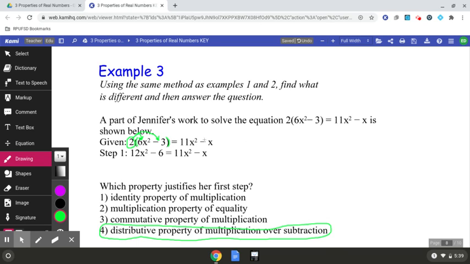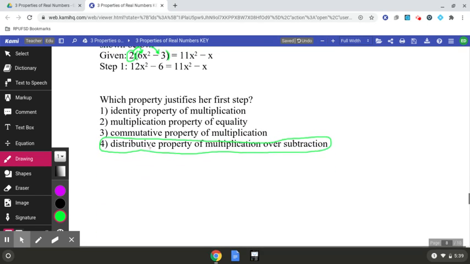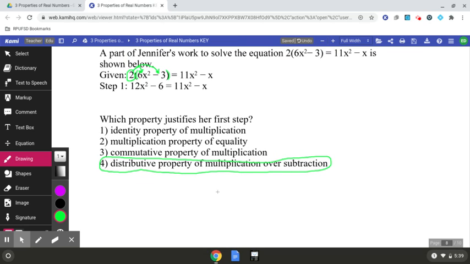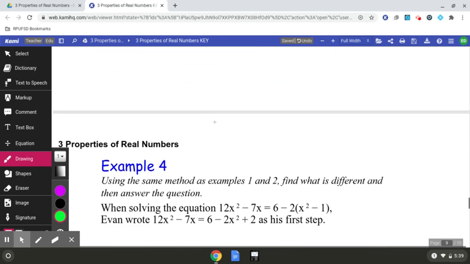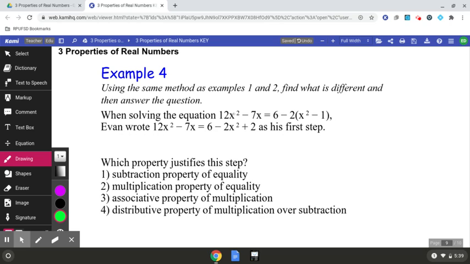Again, comparing the given to step 1 is super helpful because you can visually see what's changing. And it's nice to ask yourself before you actually answer the question. Without reading this part here, just look at what's happening and kind of discuss it with yourself. So we're going to do the same thing. We're going to analyze what's different from one step to the next. So when solving the equation 12x squared minus 7x equals 6 minus 2(x squared minus 1), Evan wrote 12x squared minus 7x equals 6 minus 2x squared plus 2.